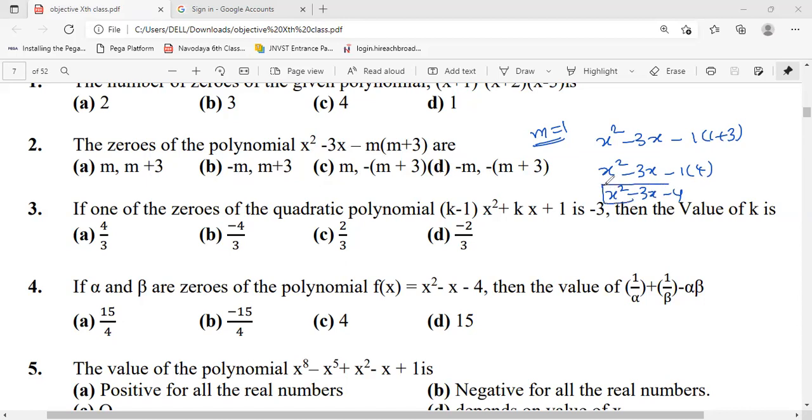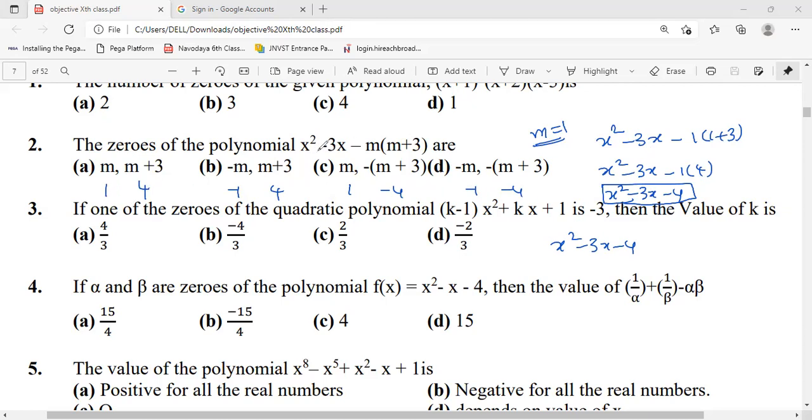Now the actual polynomial is x square minus 3x minus 4. Already we said m is equal to 1, so these options will become 1 and 4, minus 1 and 4, 1 and minus 4, minus 1 and minus 4. These are the options. They are asking for zeros. What is meant by zeros: if you substitute in place of x any value, the total polynomial leads to 0. That value of x is called a zero of the polynomial.